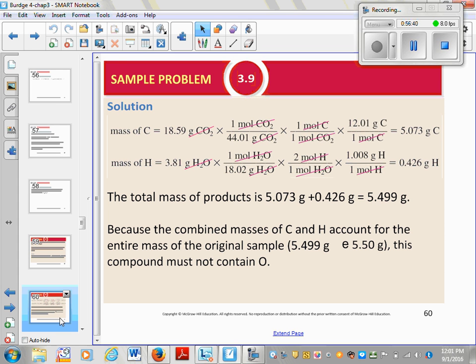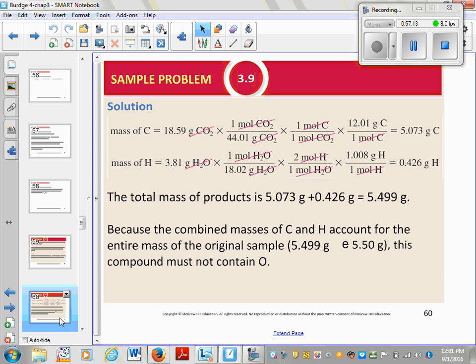So how much oxygen is in the sample? Nothing. What's 5.5 minus 5.5? 0. So we don't have any oxygen. We just have carbon and hydrogen. All right. So now we have the grams of each. We have to figure out what? How do atoms join to form compounds? Not in grams. Moles. We have to figure out how many moles of each.